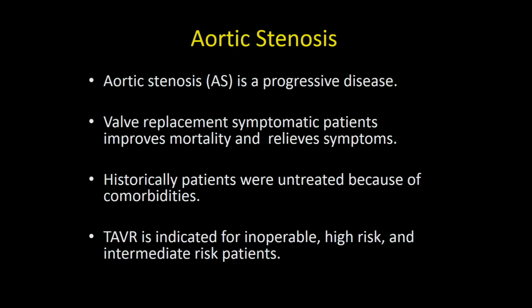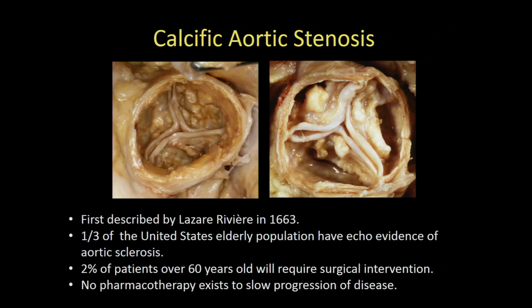So a little bit of background. Aortic stenosis is the condition that we're treating when we treat with TAVR. It's a progressive disease, and for patients who are symptomatic, valve replacement, whether it's surgical or transcatheter, can improve mortality and relieve symptoms. In the past, there were a lot of patients who were untreated because of comorbidities. Right now, TAVR is indicated for patients who are inoperable because of some surgical reason, like a calcific porcelain aorta or bad cirrhosis. But it's also indicated for high-risk patients and even intermediate-risk patients. I'll talk a little bit about how we distinguish those in a second.